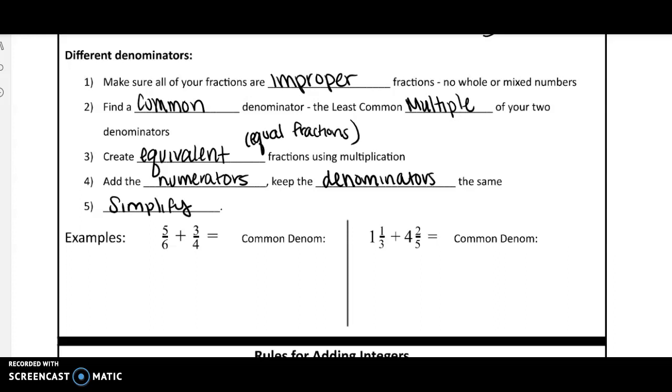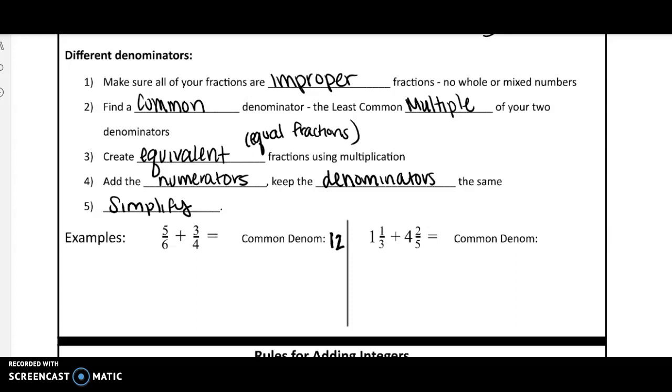All right, so let's follow those steps. So step 1, make sure that they're all improper fractions. So that means that we don't have any numbers off to the side. So we are set there. Then step 2, we need to find a common denominator. So what number does 6 go into and does 4 go into? So our least common multiple is 12.